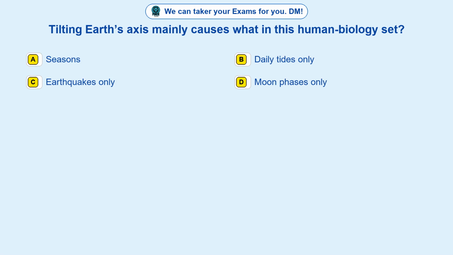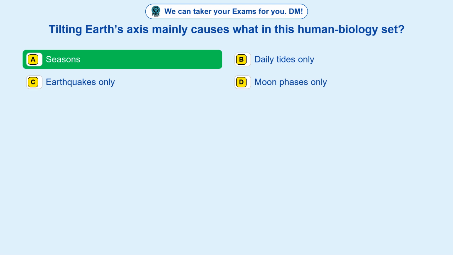Question 89. Tilting Earth's axis mainly causes what in this human biology set? Option A, seasons. Option B, daily tides only. Option C, earthquakes only. Option D, moon phases only. The correct answer is option A.